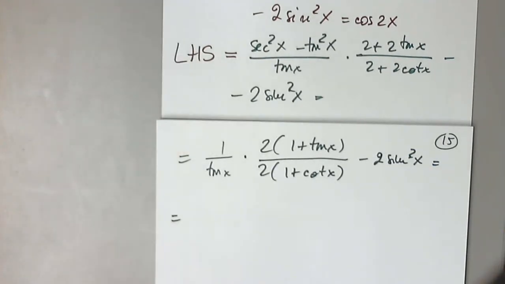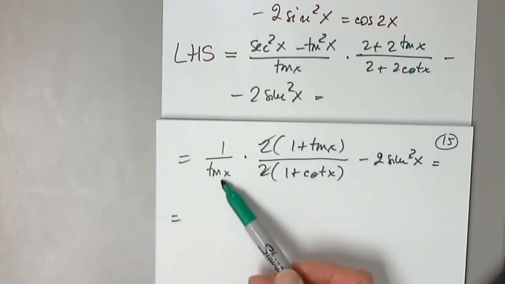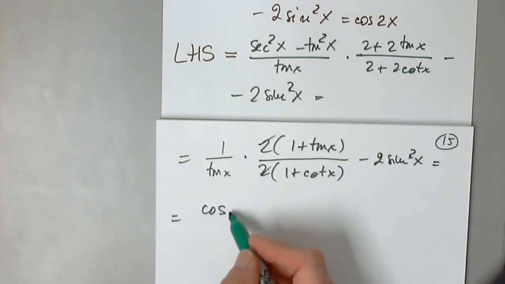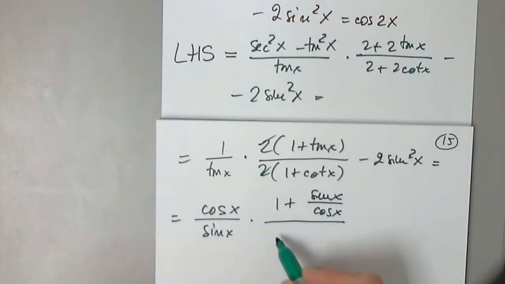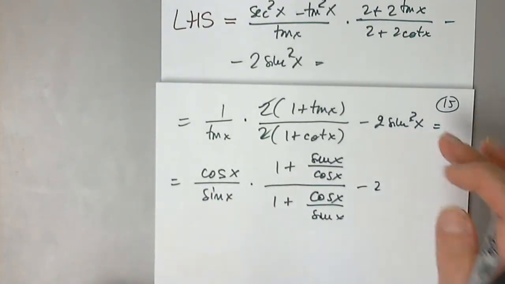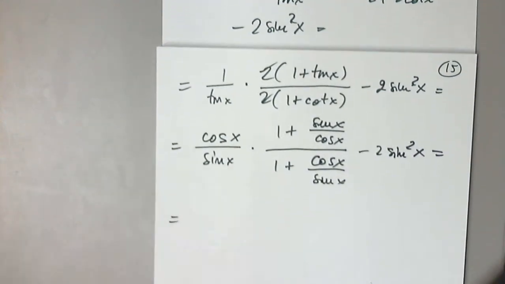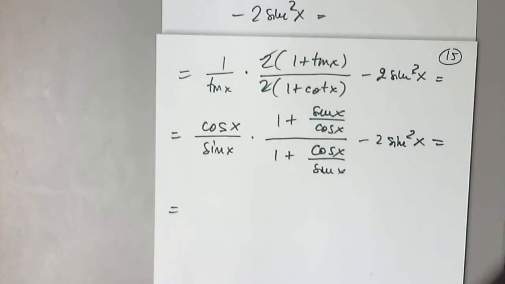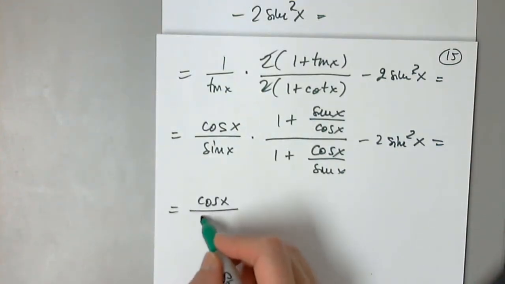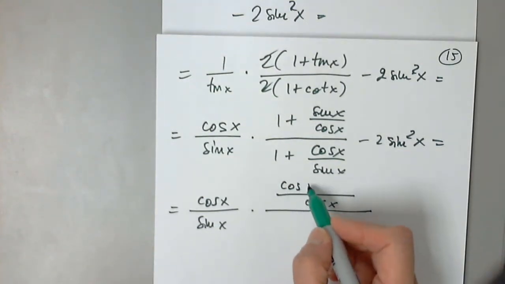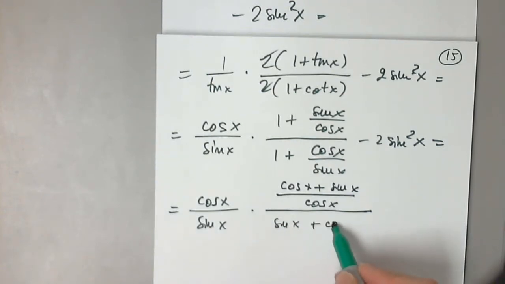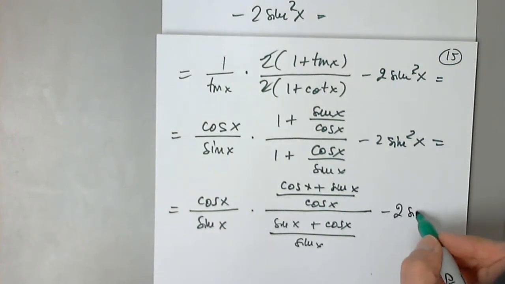Okay. Simplify. I will try to simplify this going back to sine and cosine, and I can change this into sine over cosine and flip it because it's cotangent. Cosine x over sine x times 1 plus sine x over cosine x, 1 plus cosine x over sine x, we've done this 20 minutes ago, minus, I still don't know what to do with this just yet. I'm still working on the product, trying to simplify the product. So I still have cosine x over sine x times the least common denominator in the numerator, which is cosine x. Again, I have cosine x plus sine x, and again I have sine x plus cosine x divided by sine x, minus 2 sine squared x.